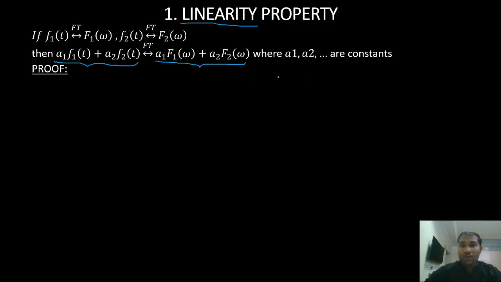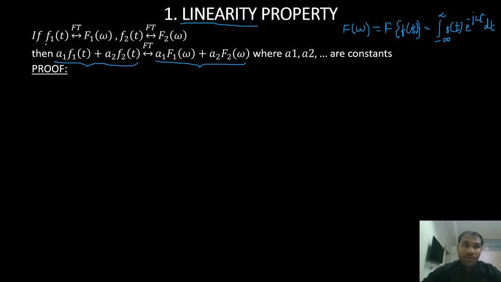So for proof, what do we have from the Fourier transform analysis equation? From the analysis equation, we have F of omega is equal to Fourier transform of f of t, that is equal to integral minus infinity to plus infinity f of t e power minus j omega t dt, right? This is my analysis equation.